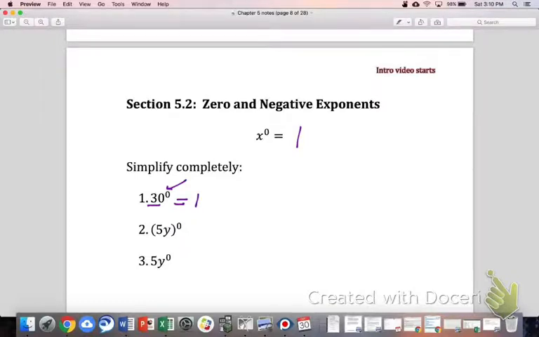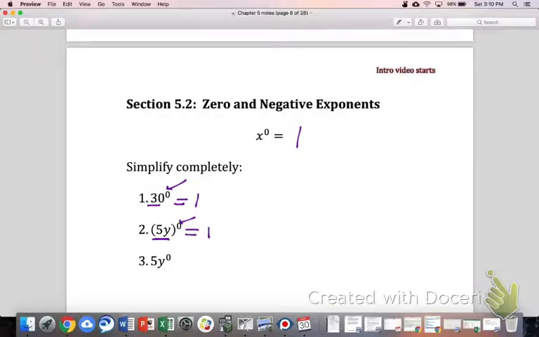Let's identify the base. So for number 2, the base is 5y. And of course, you can see an exponent of 0. So once again, we follow that rule. Any base with an exponent of 0, with the one exception, is going to give you 1. So this will end up equaling 1. Number 3 is where it gets a little bit tricky.